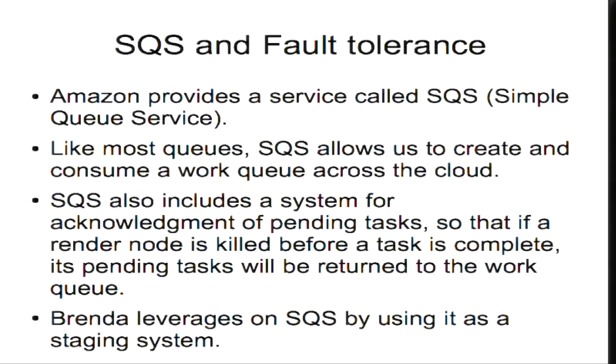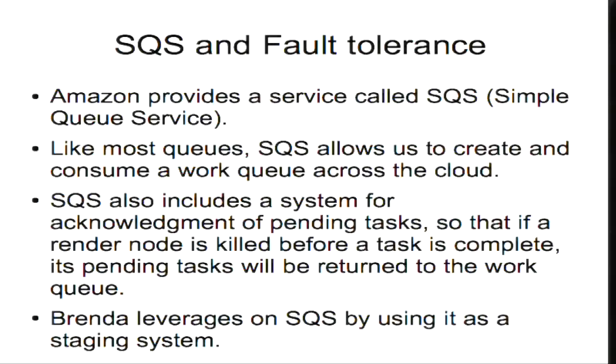But the Simple Queue Service has a very interesting system built into it that you might call a system for acknowledging pending tasks. The way you can think about this is, let's say I'm trying to render a simple job with 10 frames. One of my computers in my render farm goes off and says, give me the first task in this project. So it gets frame 1, starts working on frame 1, and finishes frame 1. It pushes the PNG file to a file store and asks for frame 2.